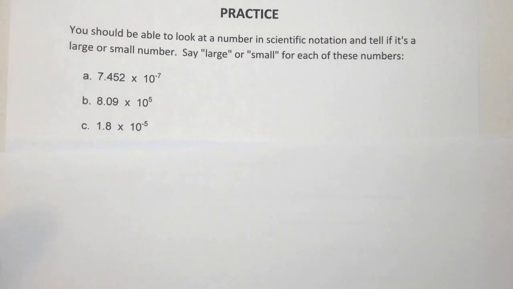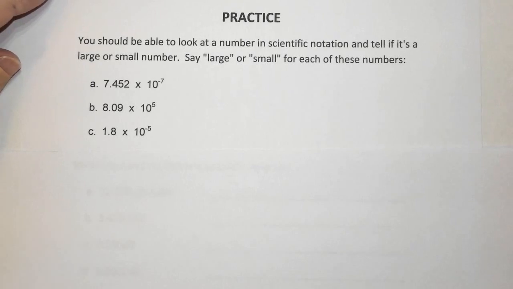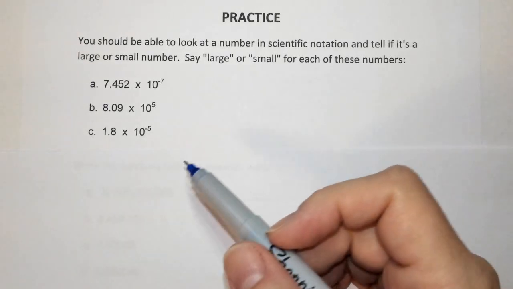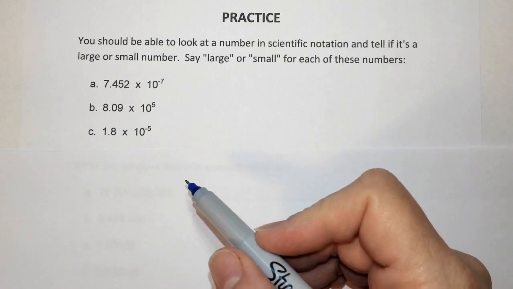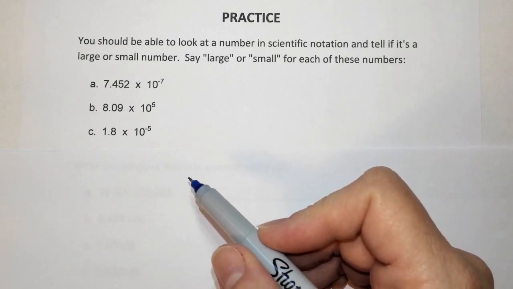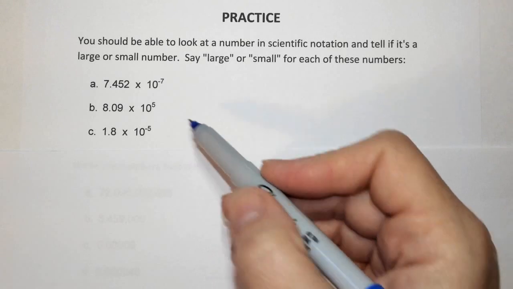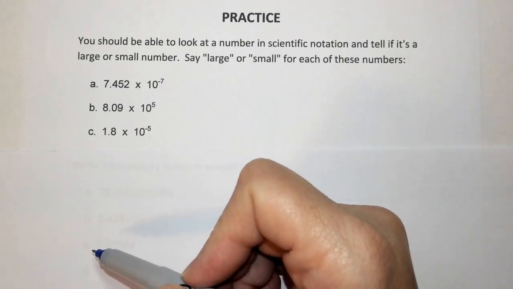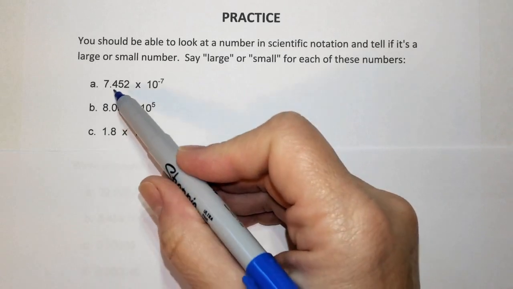All right, the last page is practice. We'll practice these together, and then you'll have some homework as well. You should be able to look at a number in scientific notation and tell if it's a very large number or a very small number. So what we're going to do is just say large or small for each of these numbers. You don't need to write it, but I'm going to.